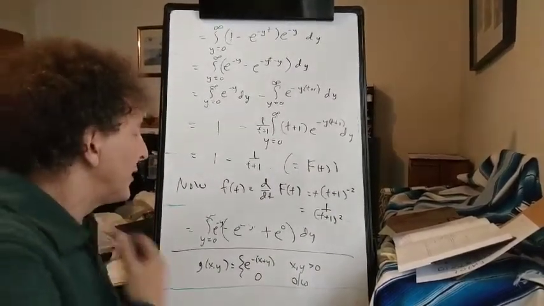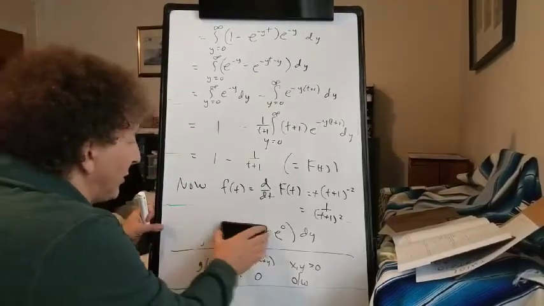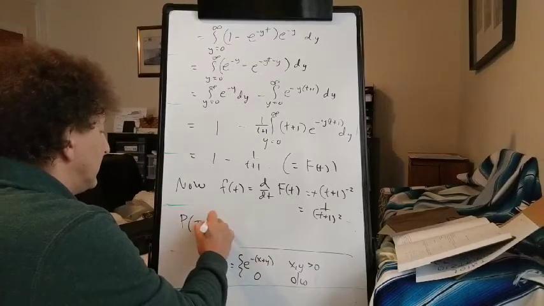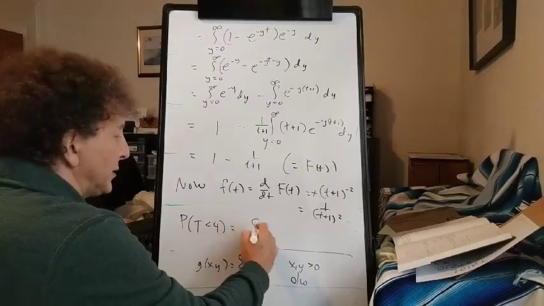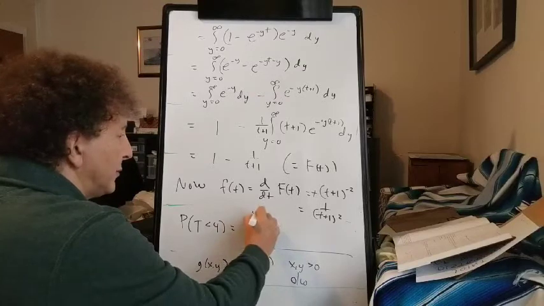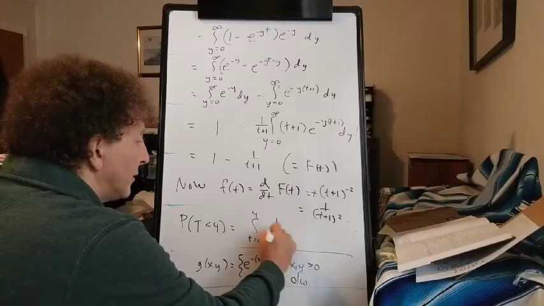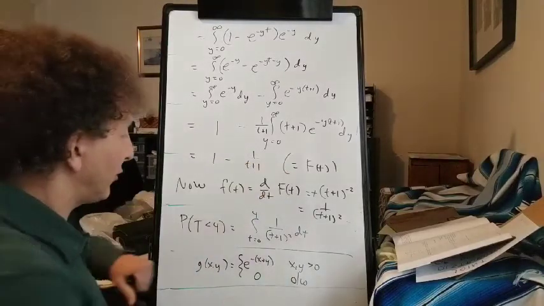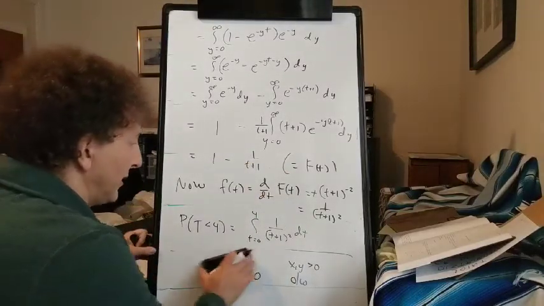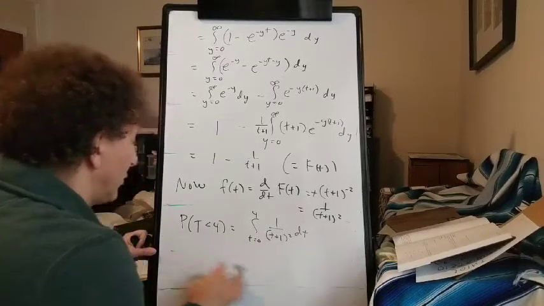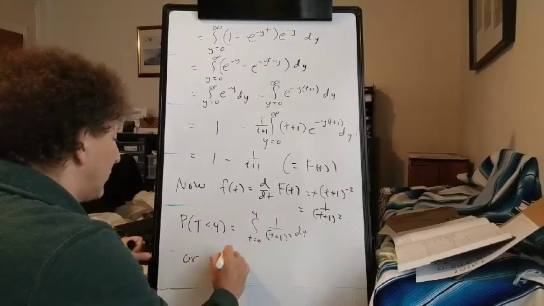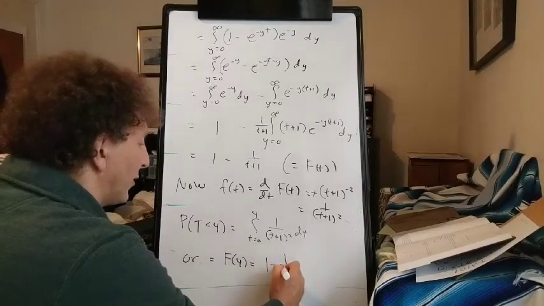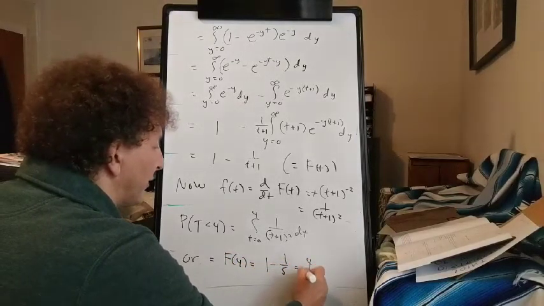Now if we wanted to find the probability that t is less than 4, for example, we could integrate this from 0 to 4. Or since we already have the cumulative distribution function, we could just plug in 4 into that. So 1 minus 1 over 5, so 4/5.